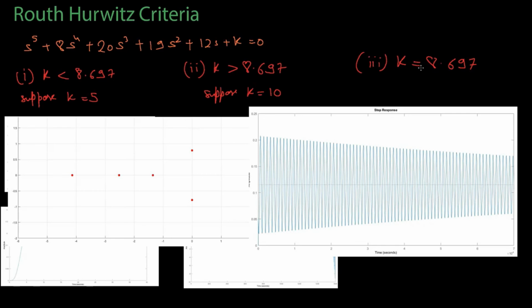Here in the pole zero plot you can see that the poles are lying on the imaginary axis and the step response is fairly oscillating. In the step response for k equal to 8.697 you can see that the oscillations are slowly decreasing. This is mainly because the value 8.697 is an approximation. The actual root might have some more decimal points. If we use the exact root value, we will get perfectly stable oscillations. But since here we have used an approximate root, we are getting a slight decrease in oscillations over time.